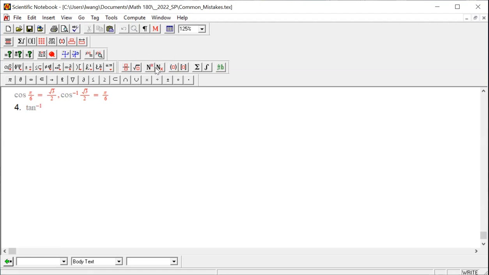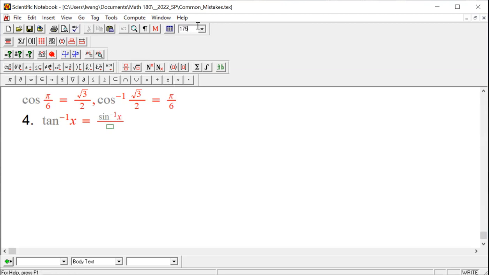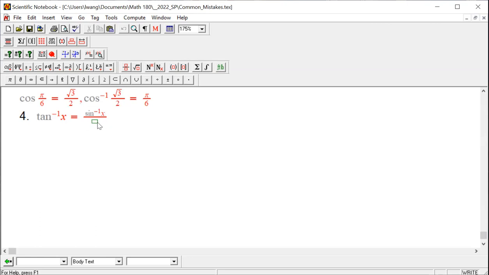Arctan of x equals, so let me write it down larger, 200%. Arc sine of x, 75%. And arc cosine. Oh, this is a miserable mistake. I know you guys will not make this mistake, but just in case. This is a terrible, horrible, extremely bad mistake.